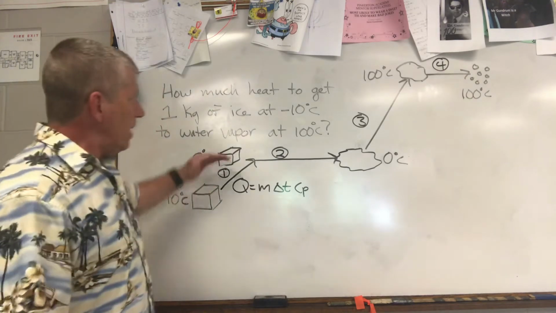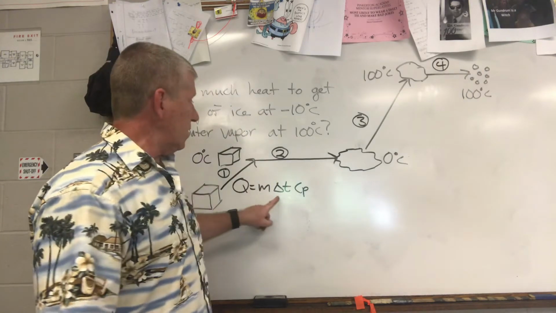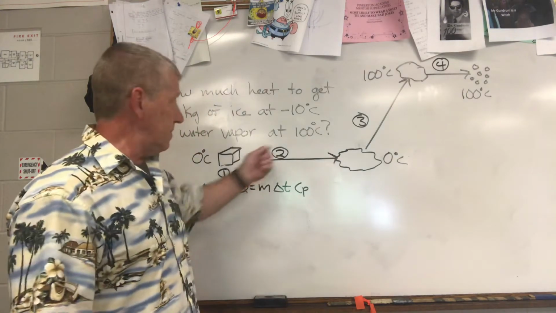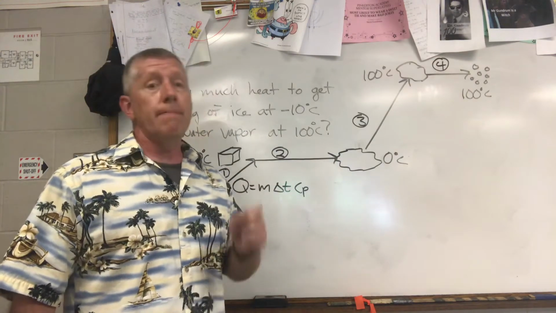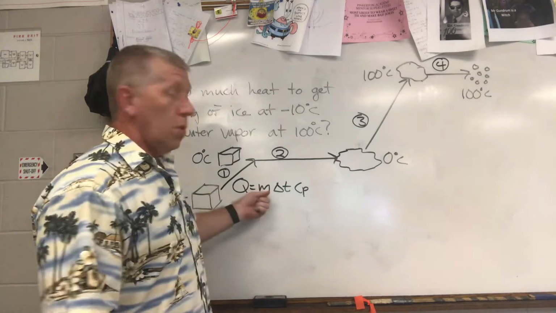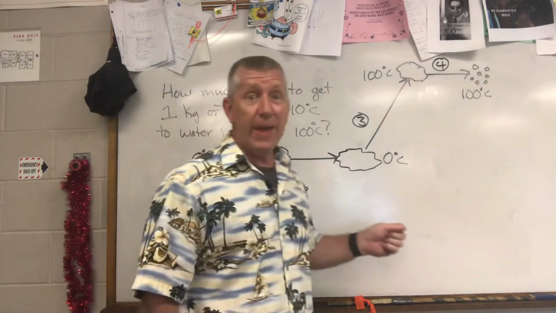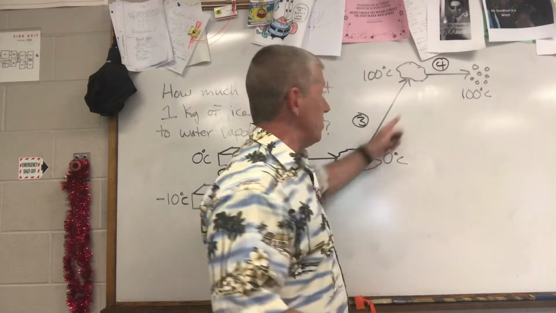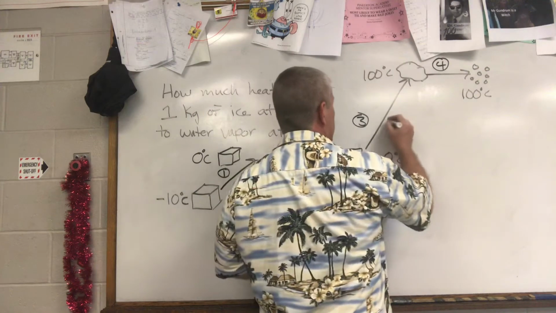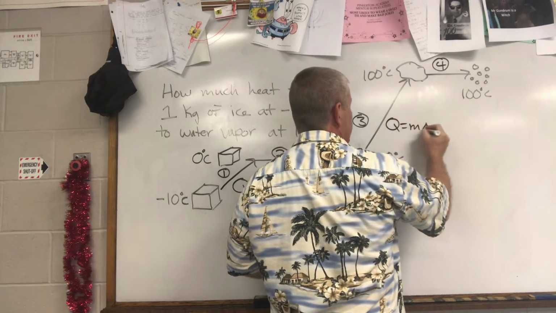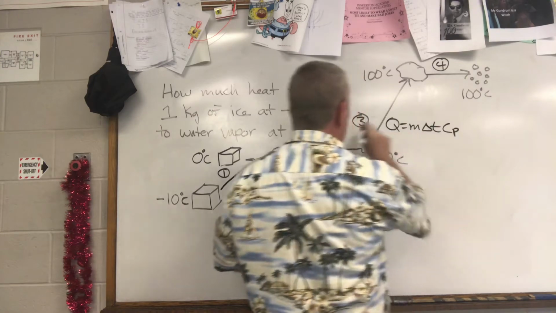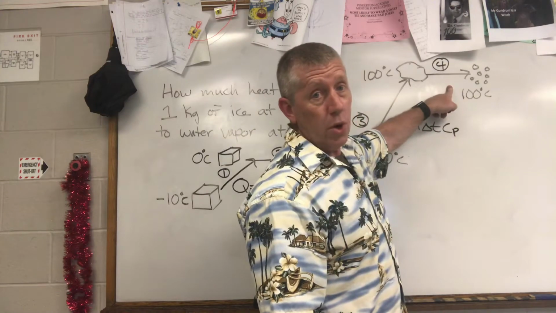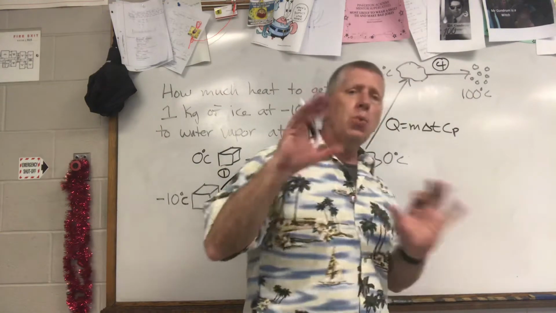ice. Here we don't have a temperature change. We cannot use this equation. This needs a temperature change. If there's no temperature change here, there's energy going into the system to break bonds, but we're not changing temperature. Will not work. We need a different thing. Step 3, we can use that again because we have a temperature change. Let's write that down. So Q is M delta T Cp. That will work for step 3. Step 4, the heat equation will not work. We don't have a temperature change.